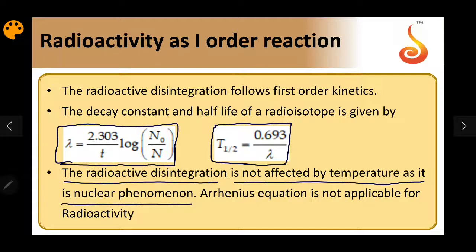But radioactivity is a nuclear phenomenon. It is the emission of radiation from the nucleus. There is no collision required. Even at 0 degrees Celsius, it will continue to emit radiation. Even at 1000 degrees Celsius, it will emit radiation in the same way. So there is absolutely no effect of temperature, and the Arrhenius equation is totally not applicable to radioactivity. There is no energy of activation concept for radioactive disintegration. So an element decomposing on earth will decompose at the same rate even in the sun.